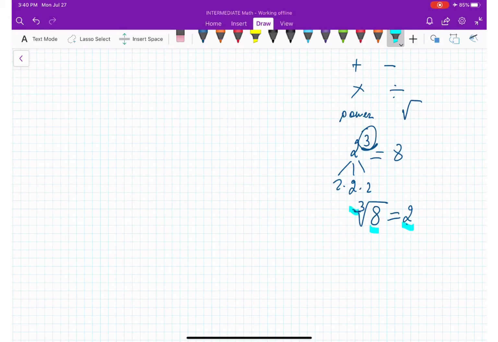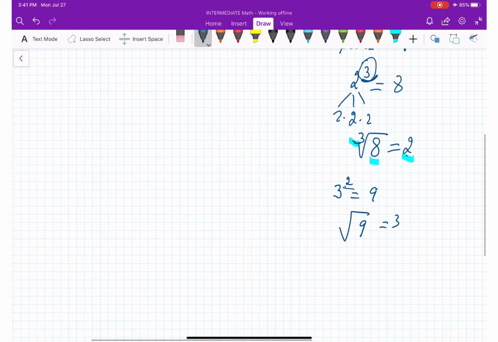Another example, 3 to power 2 is equal to 9, which means since the power is 2, I don't need to put any degree here, like 2. All I'm doing is putting 9 here, and I'm thinking, what number squared will give me 9? It's going to be 3.